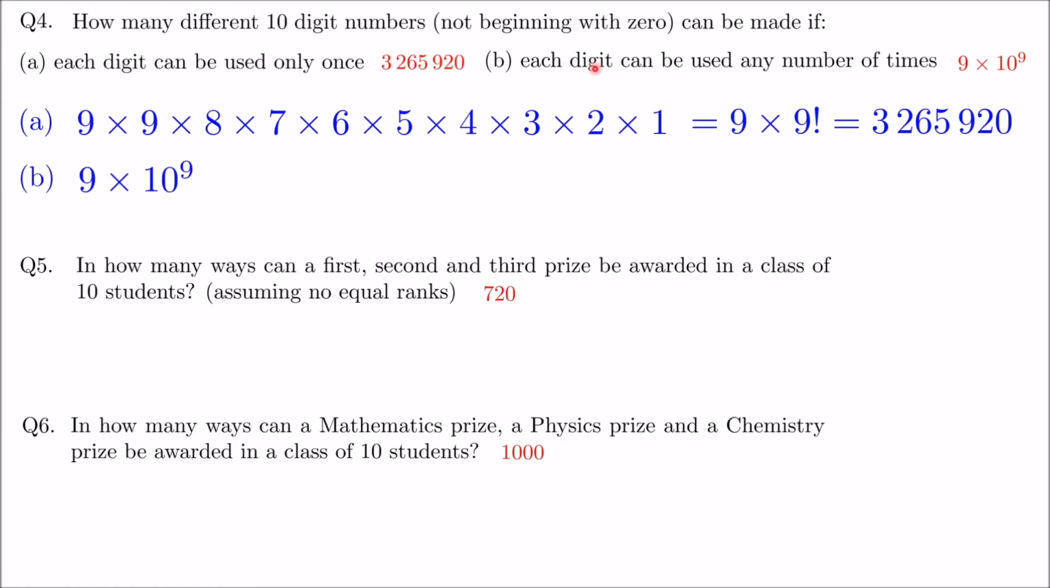Okay, same question, part B. Same thing at the start, you only got 9 digits to choose from, no zeros. But then when you go for your subsequent choices, you always have your 10 digits available as options to you all the time, right? And you got to make 9 of those choices. So 10 choices, do that 9 times. So this is the answer.